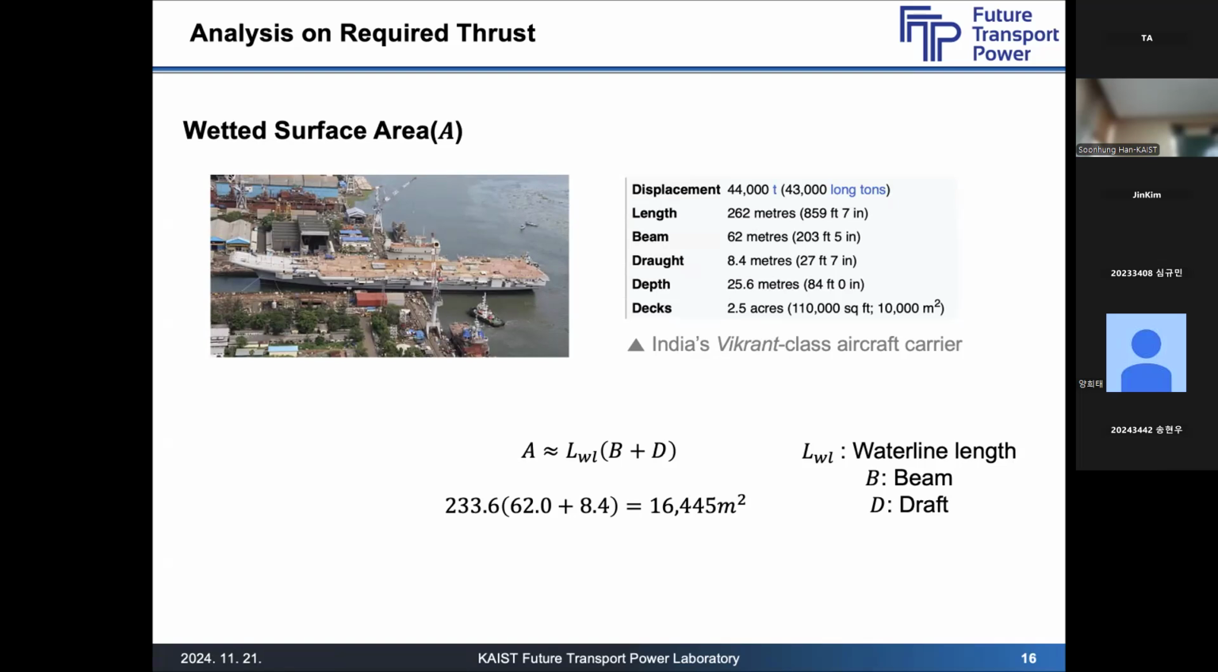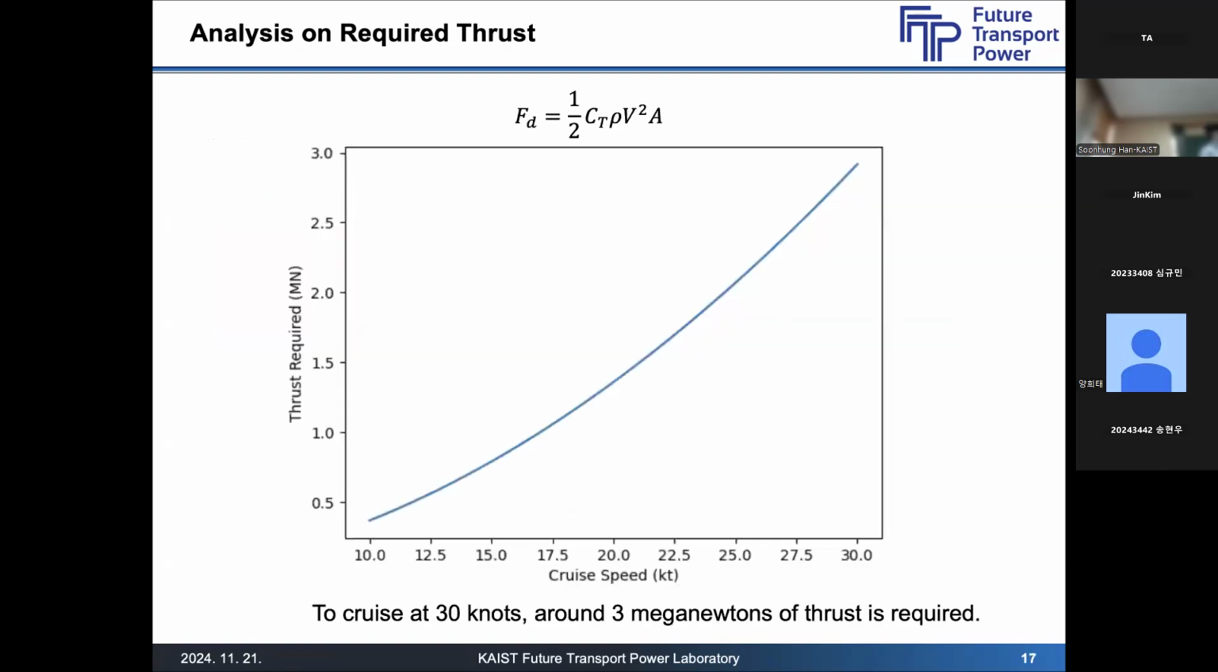By combining all of these, we could get this required thrust versus cruise speed in knots. So we figured out that for 13 knots, we require up to 3 meganewtons of thrust. In the next presentation, we're going to use this result to select the power source and propulsion method.